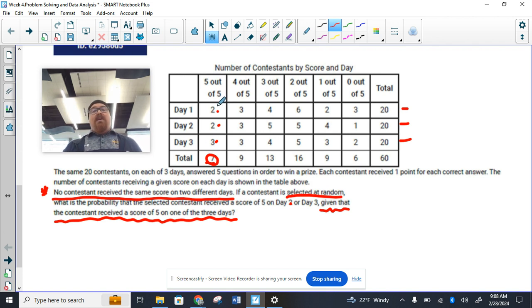So that means if somebody scored 5 out of 5 here, they couldn't have also scored 5 out of 5 here. So every single one of these is a unique element in that set. So there are a total of 7 people that scored a 5 out of 5.